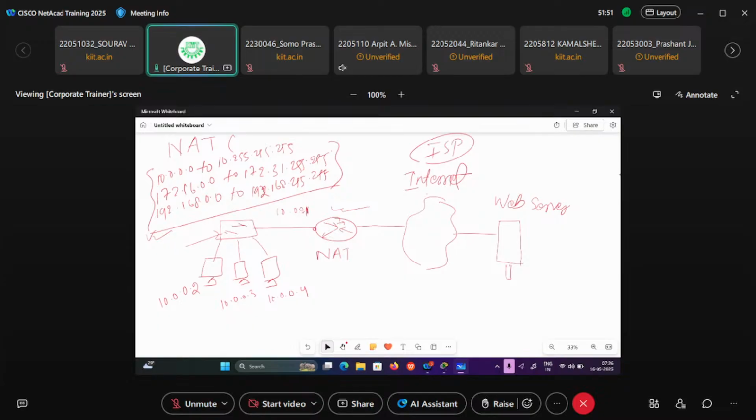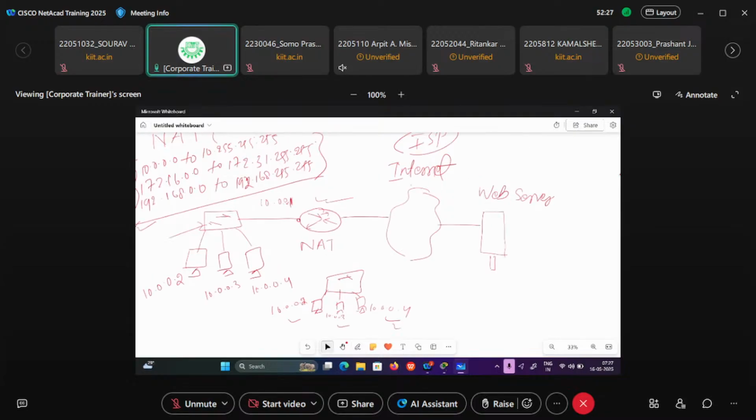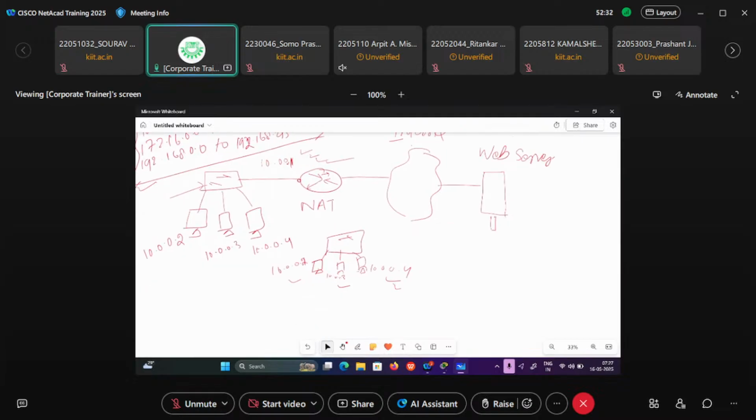I mean, they will not get to know that this IP in my network is 10.0.0.1. Someone else, like take a Mahindra office, is also using the same IP. Let it be that these are the PCs connected in their office for their employees, also using the same IPs, 10.0.0.1, 10.0.0.2, 10.0.0.3, 10.0.0.4. So these PCs have the same IPs, and they are requesting the web server, maybe requesting some web pages.